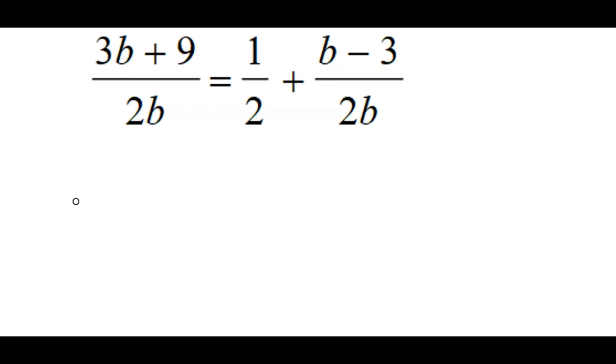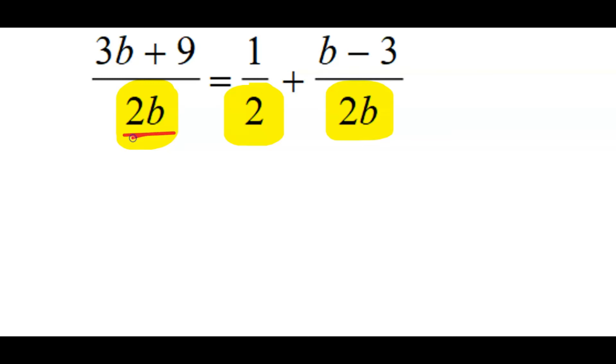Alright, so we're going to be solving rational equations, and what that's going to require us to do, before I start trying to solve this equation, is make sure that all of the denominators are the same. And when you look at these, you can tell that one of them is missing something. The one in the middle here does not have a b.